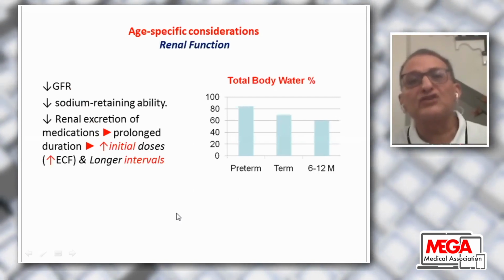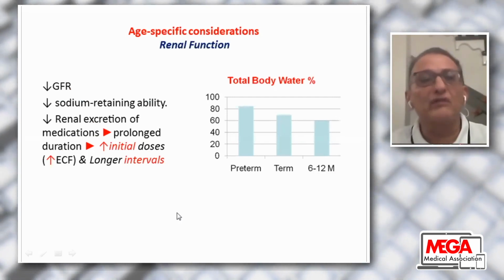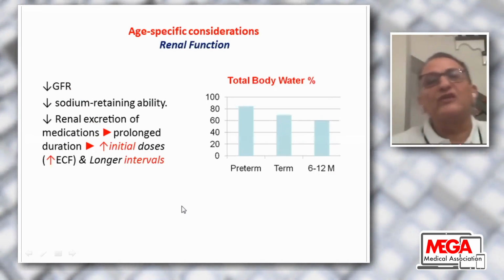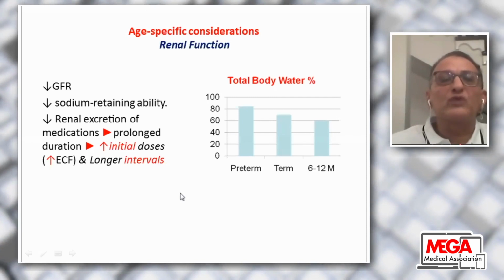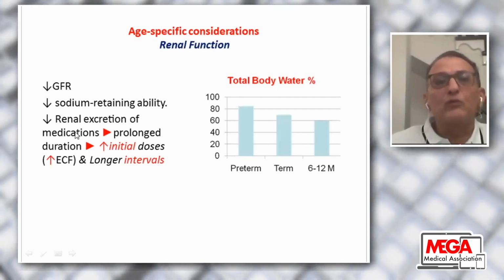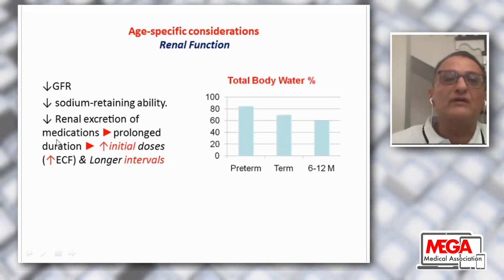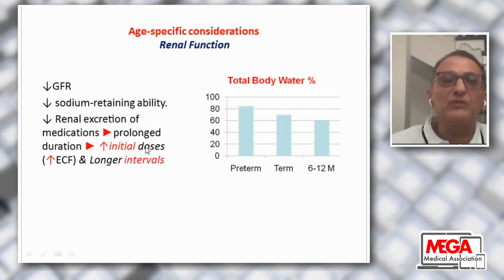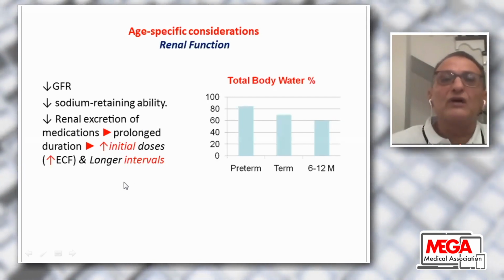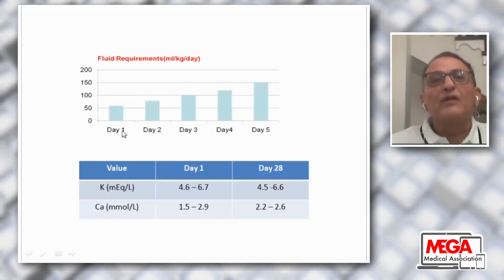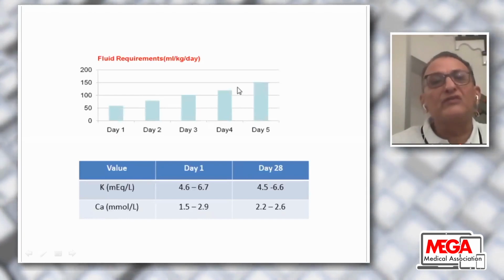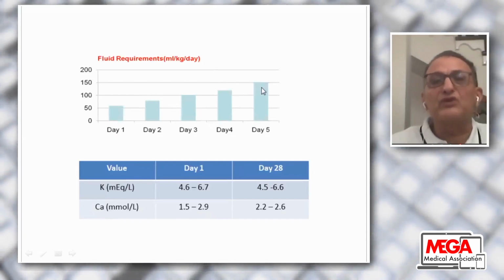The renal function, we have less glomerular filtration rate. We cannot retain sodium from being excreted in urine, and of course when giving drugs they have a large extracellular fluid, together with decreased renal excretion. So the initial dose may be increased for many drugs, but the intervals are usually longer. Their fluid requirements go up through the first 5 days to be 150 mL/kg.